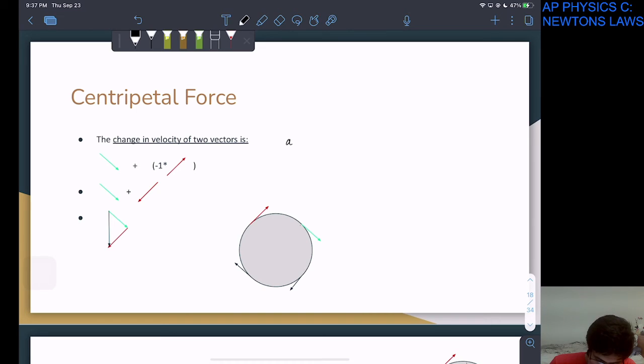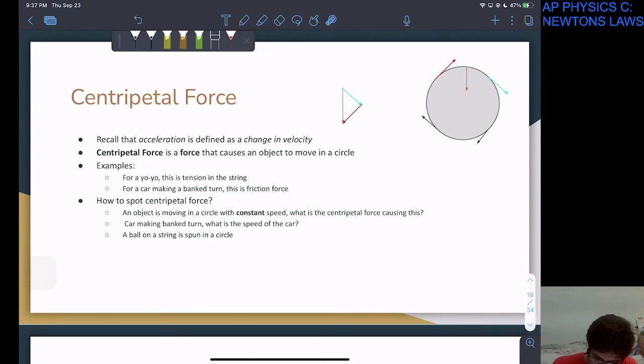minus red. So acceleration, which is about the change in velocity, is equal to the green vector minus the red vector, which is the same thing, of course, as green plus minus 1 times the red. And minus 1 times the red is just changing the direction, not the magnitude, so we can flip the vector. Then if we add these two vectors, putting the tail at the head of the other one, we get a vector pointing downward. So the change in velocity is equal to this brown vector here.